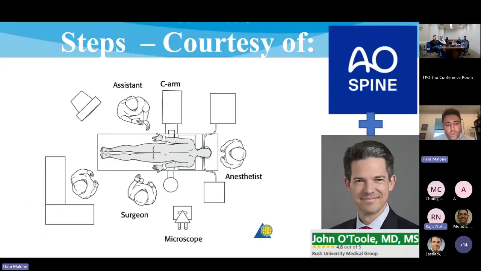Okay. So any questions from the fellows right now? Otherwise, I'm going to go through the actual steps.